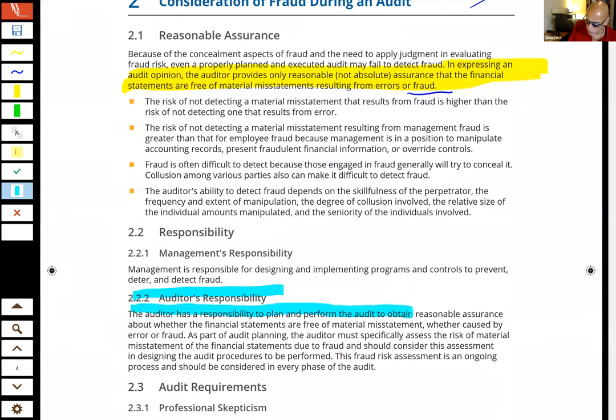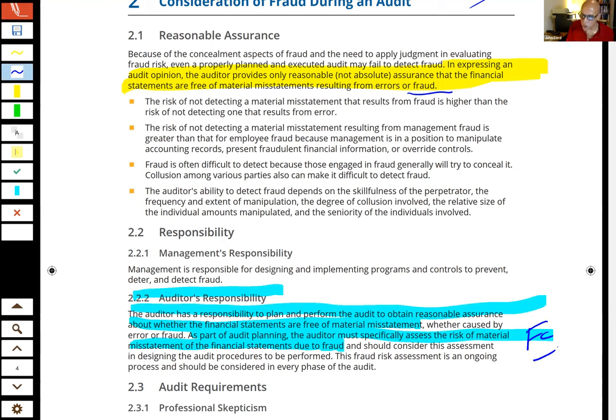When we look at the auditor's responsibility, the auditor has a responsibility to plan and perform the audit to obtain reasonable assurance about whether the financial statements are free of material misstatement. And as part of the audit planning, the auditor must specifically assess the risk of material misstatement of the financial statements due to fraud. We've already told you that you have to assess the risk of material misstatement, and we've seen how we document that and how we responded. Now, auditor, we want you to call out specifically how you considered the risk of material misstatement as it could be caused by fraud.